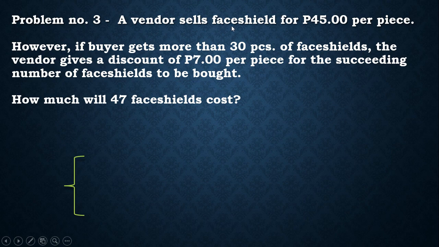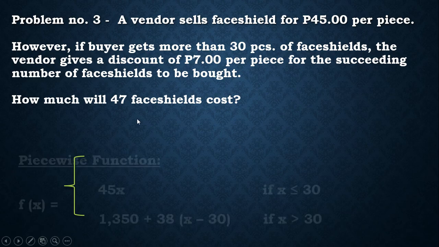A vendor sells face shield. Each face shield costs 45 pesos. But in order for a buyer to get 7 pesos discount, he or she must buy 30 pieces of face shield. Again, in order for a buyer to enjoy the discount of 7 pesos per piece, he or she must buy 30 pieces of face shields.